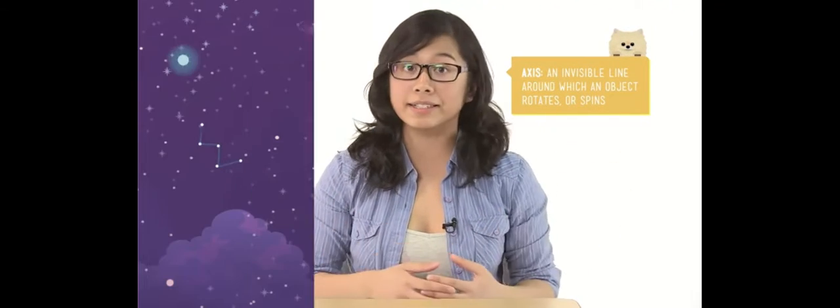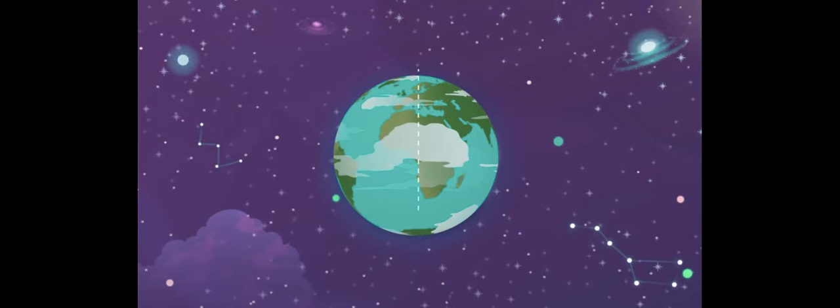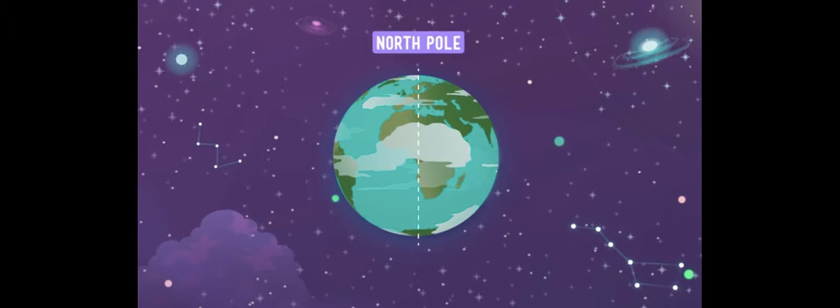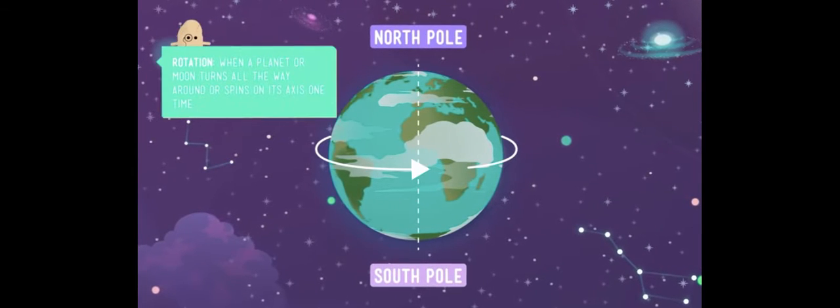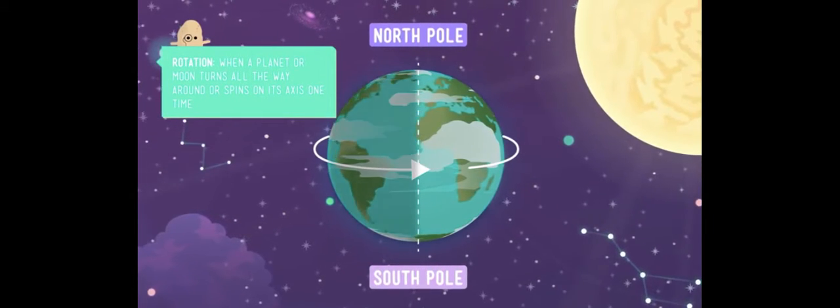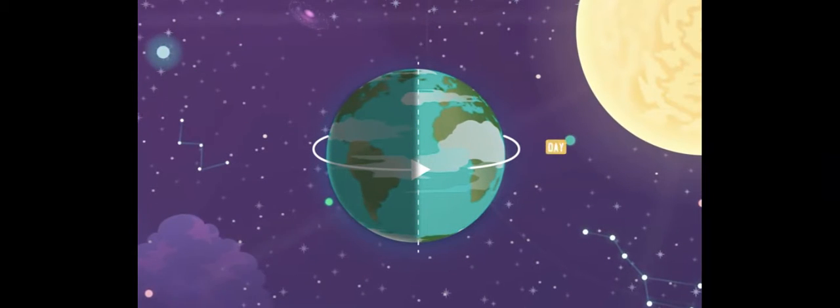Imagine a line passing through the center of the Earth that goes both through the North Pole and the South Pole. We call that invisible line the axis. Earth spins around on this axis like a top. This spinning movement is called the Earth's rotation, and the Earth's rotation is what gives us day and night.